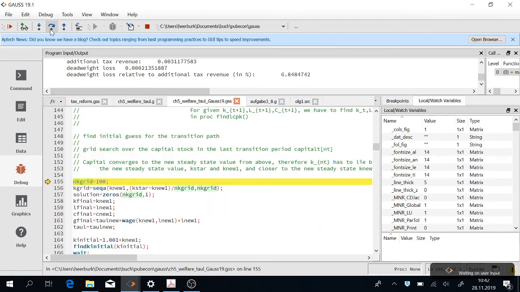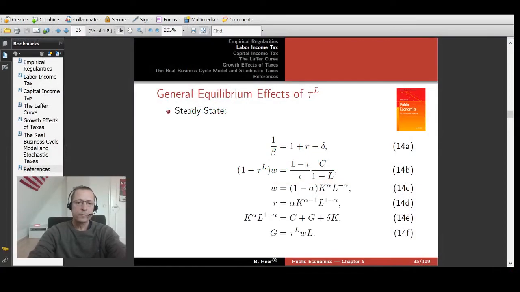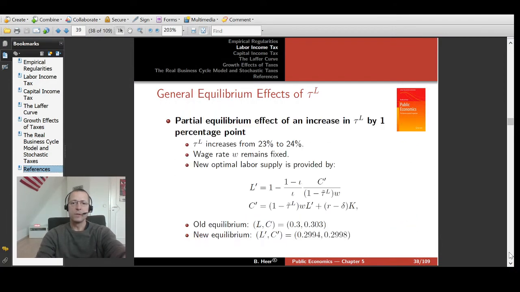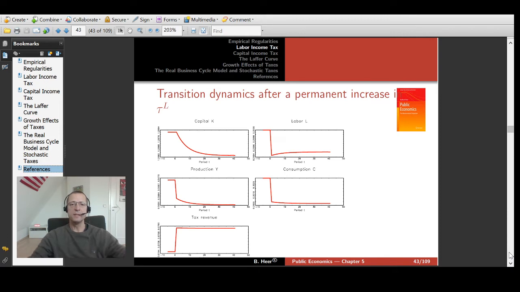So we have finished our excess burden computation in general equilibrium for the steady states. But of course, during the transition, the welfare losses are different than in a new steady state. So as we have observed in our result here, let me already present what we will compute in a second. Here our transition.